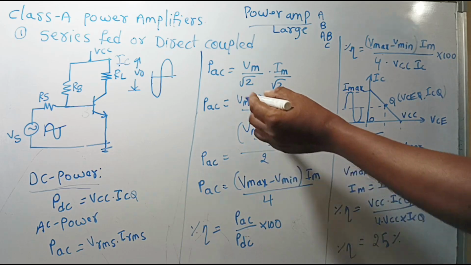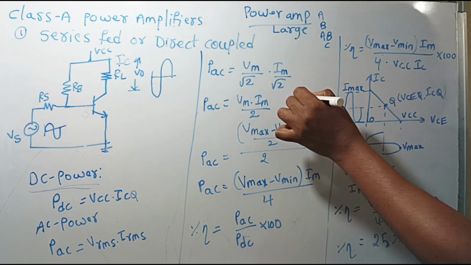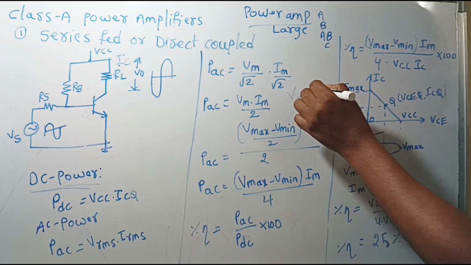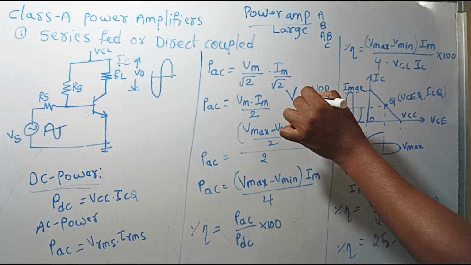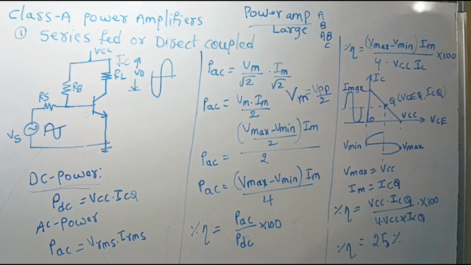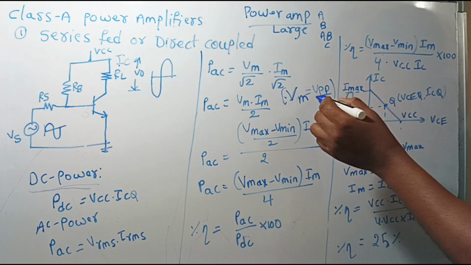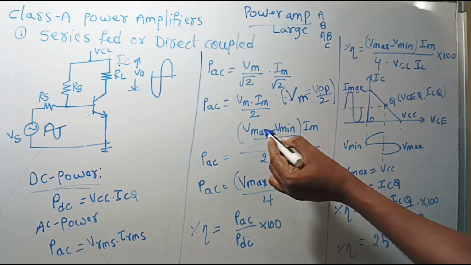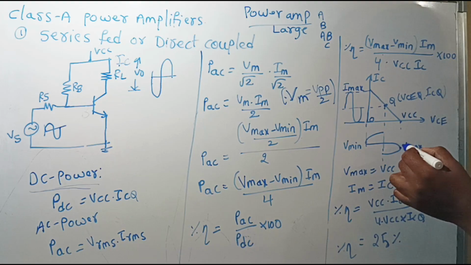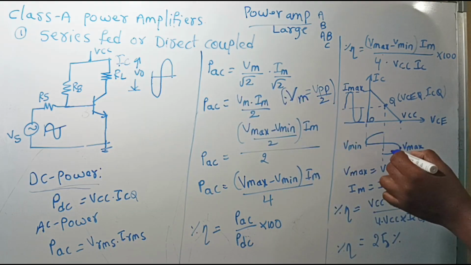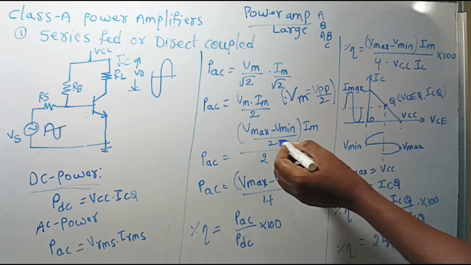Here Vm is nothing but V peak to peak by 2. I am going to write in terms of voltage, that is why I am taking just Vm. Vm is V peak to peak by 2. Peak to peak is nothing but V maximum minus V minimum. For example, this is V maximum and this is V minimum. V maximum minus V minimum by 2.